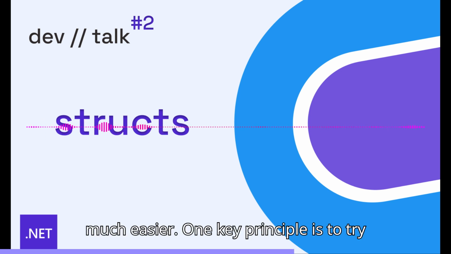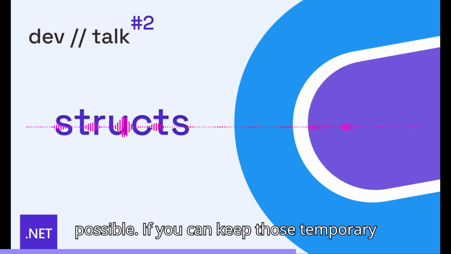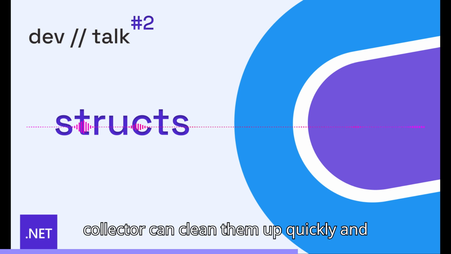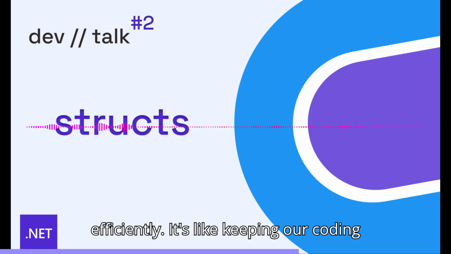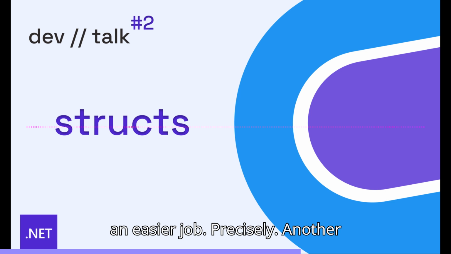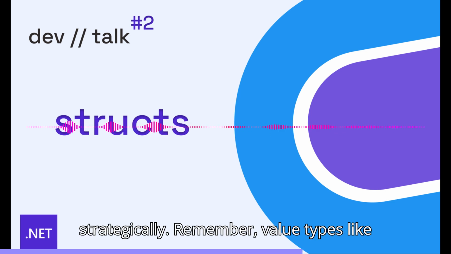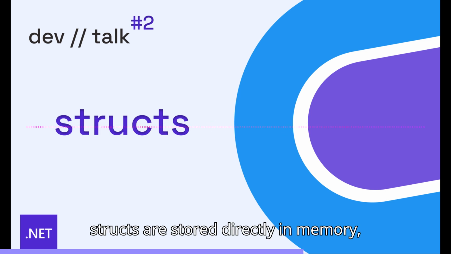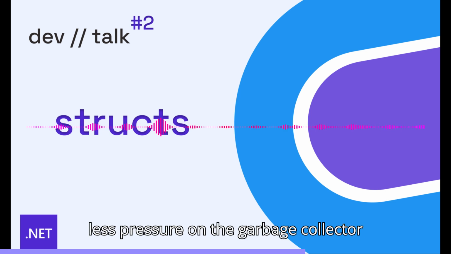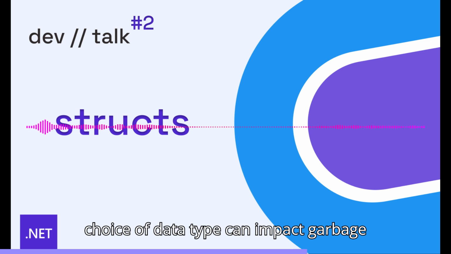One key principle is to try to keep object lifespans short whenever possible. If you can keep those temporary objects in Generation 0, the garbage collector can clean them up quickly and efficiently. It's like keeping our coding workspace tidy, so the cleanup crew has an easier job. Precisely. Another helpful tip is to use value types strategically. Remember, value types like structs are stored directly in memory, often leading to fewer allocations and less pressure on the garbage collector compared to reference types. So even the choice of data type can impact garbage collection.